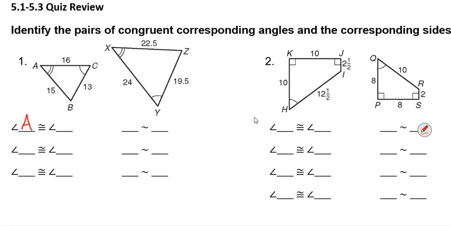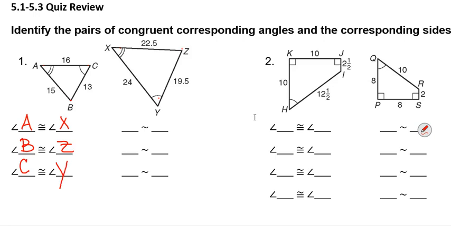Angle A, notice here, has 2 arcs, and angle X has 2 arcs. So we're going to do that first. Then we've got B down here, which has no arcs, and Z over here that has no arcs. So we're going to say B and Z. And then we've got C with 1 arc and Y with 1 arc.